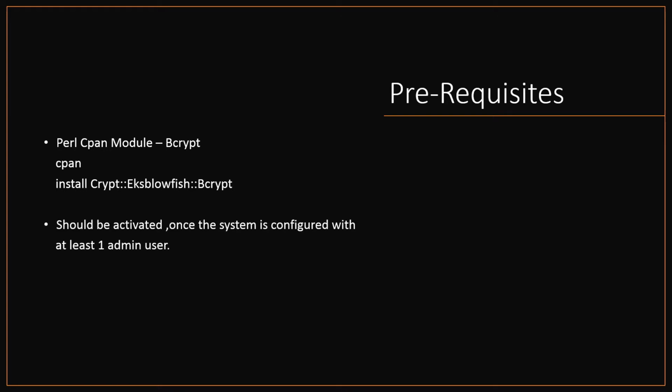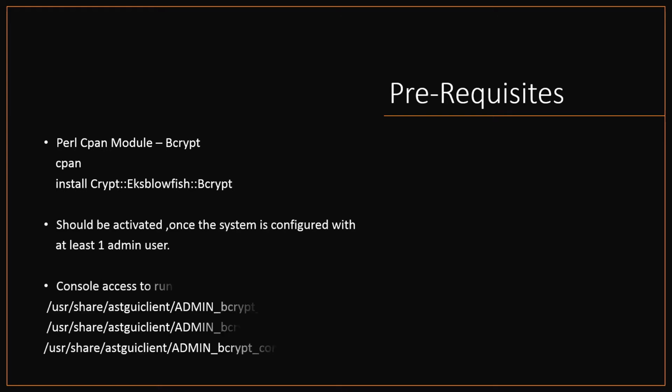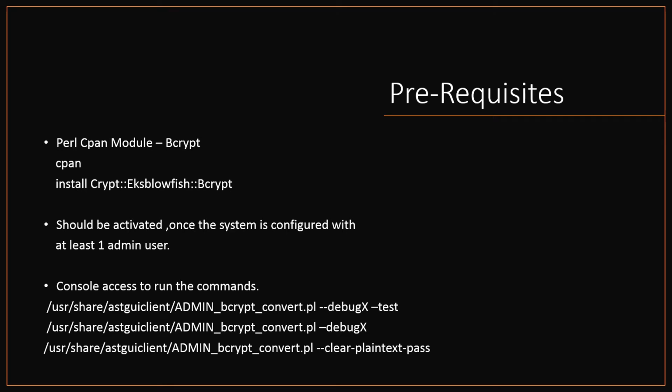Prerequisites to encrypt the passwords. Perl, cpan module, bcrypt should be installed. The vicidial system should be configured with at least one admin user. You need the console access to server to run the below commands to activate the encryption.